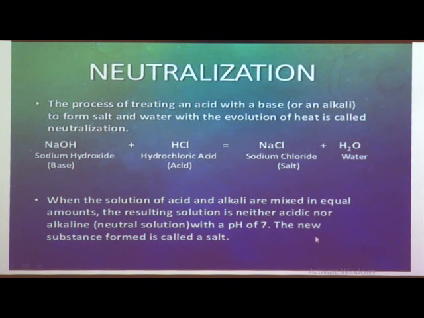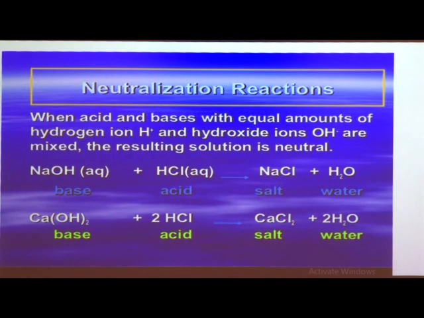Then when we add these substances in equal amounts, they remain neither acidic nor alkaline. It will give us NaCl, and NaCl has a pH of 7. It is a neutral substance, that is why its pH is 7, while HCl is below 7 and NaOH is above 7. So the new substance formed is called a salt, which is a neutral substance, and that is why this process is known as neutralization. So I hope you understood the process of neutralization.